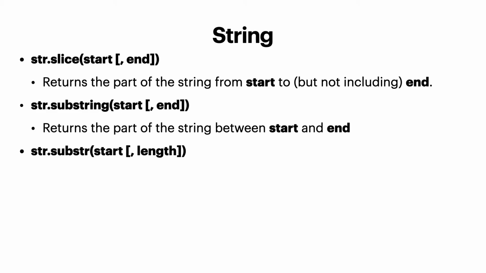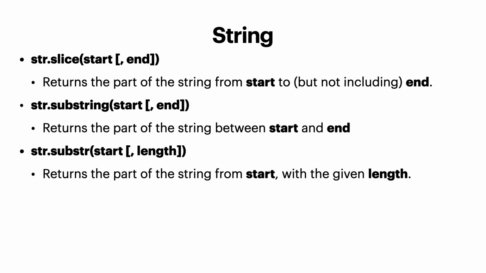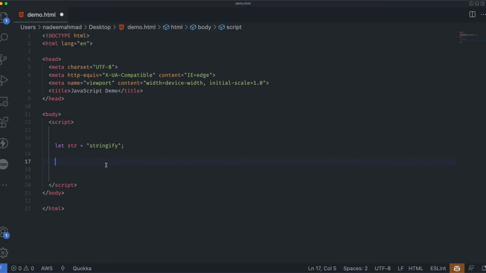The third method is called string.substr, and it returns the part of the string from start with the given length. In contrast with the previous methods, this one allows us to specify the length instead of the ending position. So let's say we have this string again and I want to specify, okay, start from 0 and return 4 characters after this.